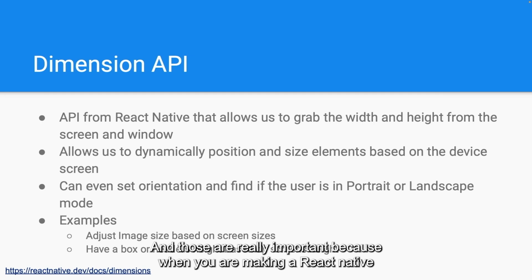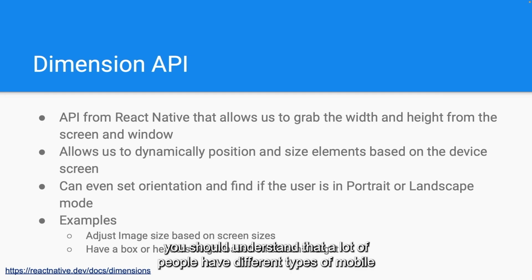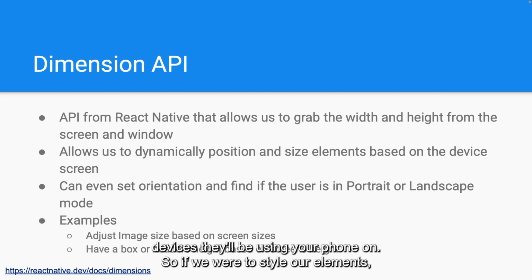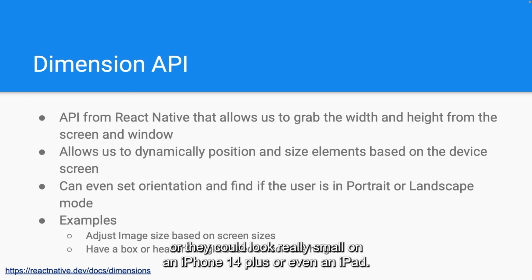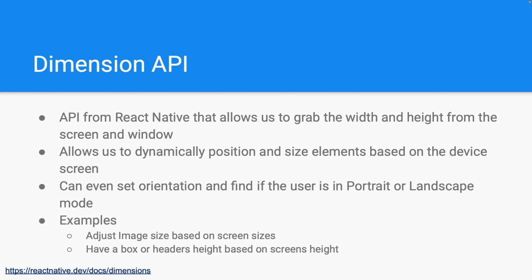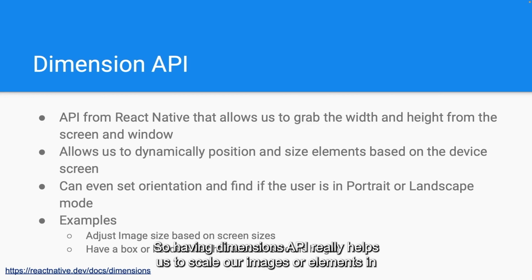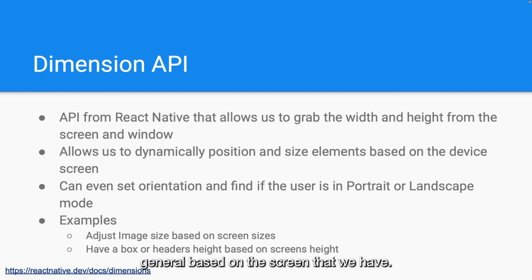And those are really important because when you are making a React Native project, you should understand that a lot of people will be using different types of mobile devices. So if we style our elements, they could look a bit different on, let's say, an iPhone SE, a really small screen, or they could look really small on an iPhone 14 Plus or even an iPad. So having the Dimensions API really helps us scale our images or our elements in general based on the screen that we have.